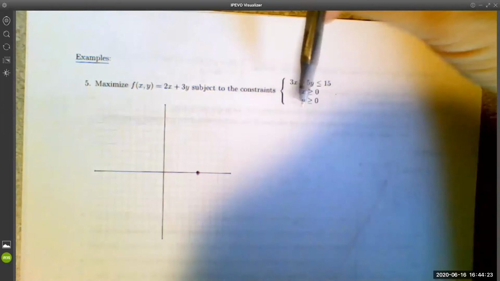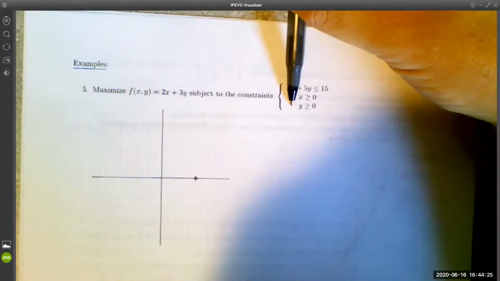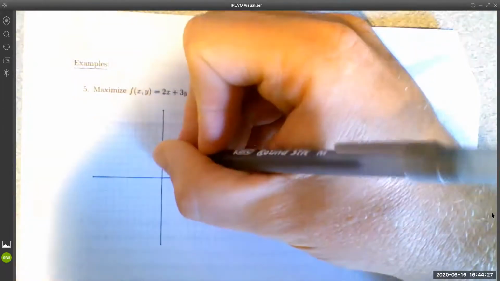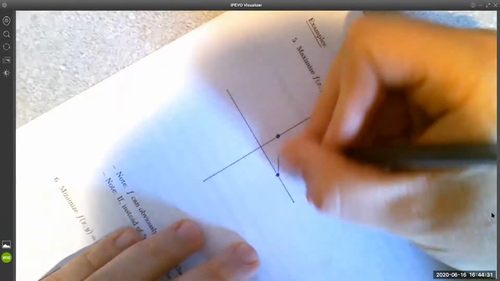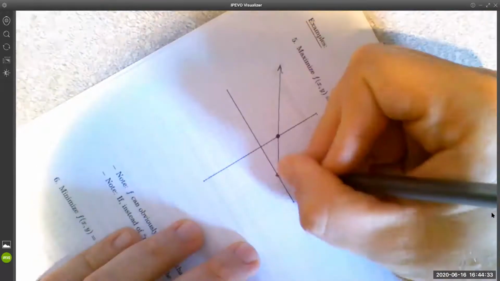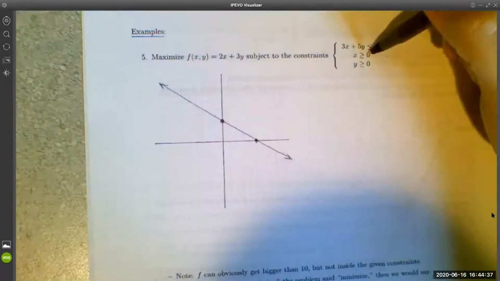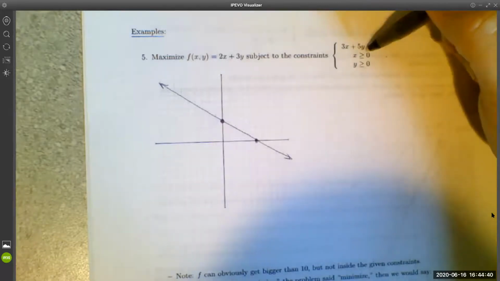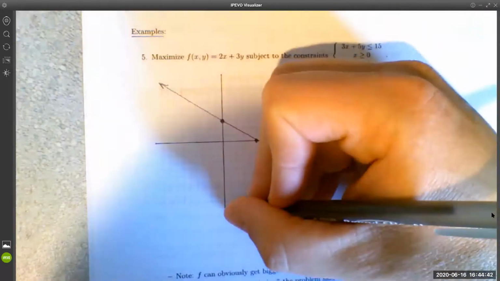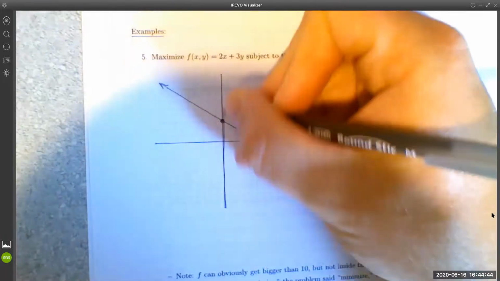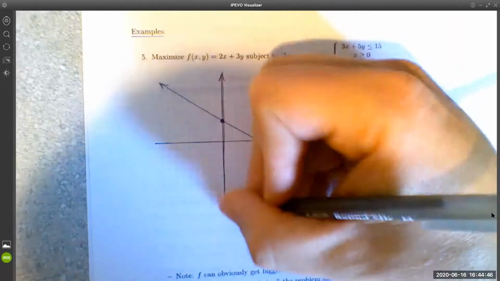If I plug in 0 for x, I get 5y equals 15, so y equals 3. So there's the first boundary line. The second boundary line is x equals 0. That's just going to be a vertical line through 0. Right, that's basically just the y-axis.